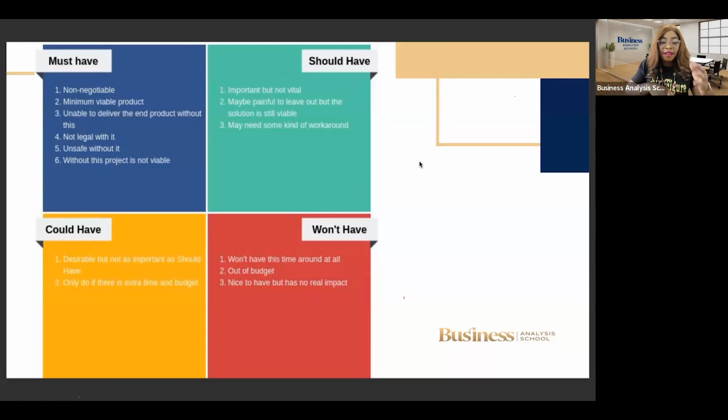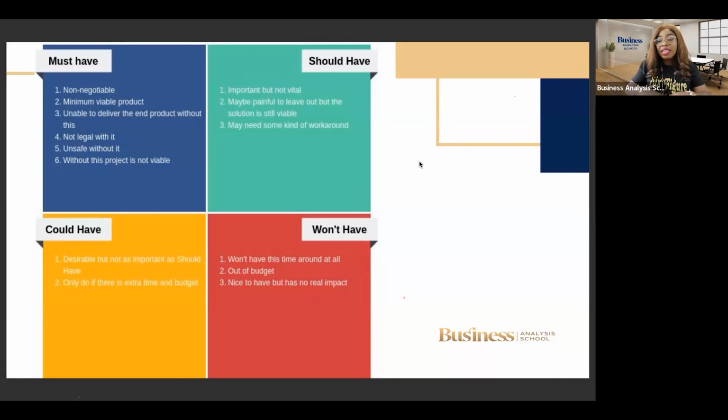We have the could haves as well. They are desirable, but not as important as the should haves, right? So we could have it, but it's not so important. We can really do without it. And if there's extra time or extra budget, we can do it, or we can look into it in the future. And then we have the won't haves requirements.